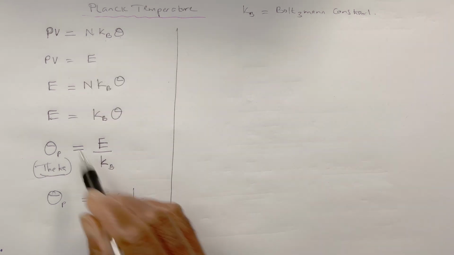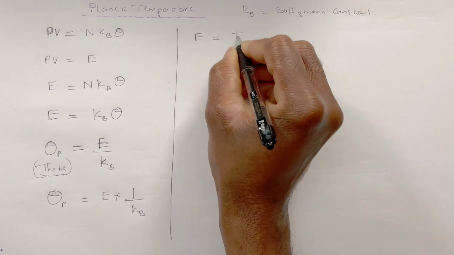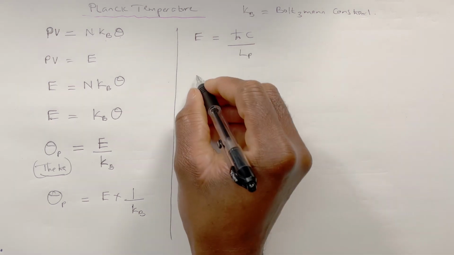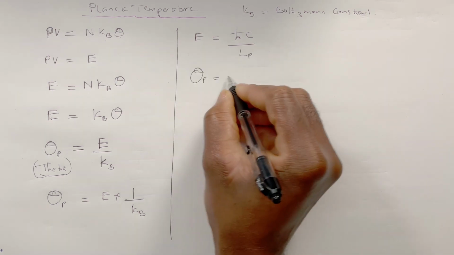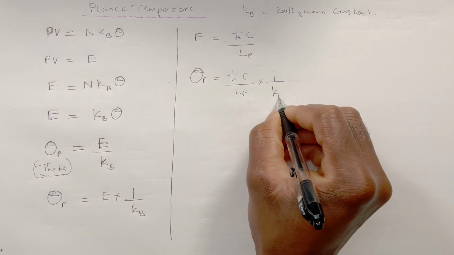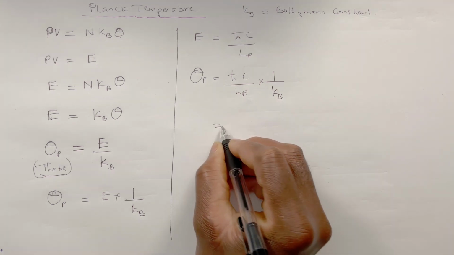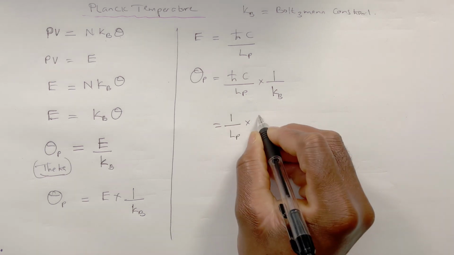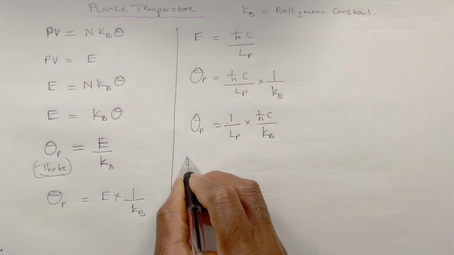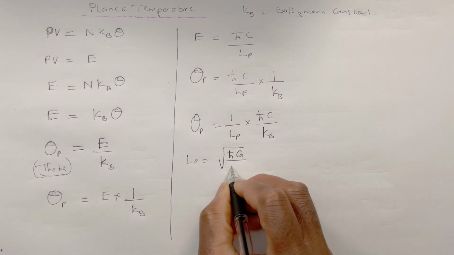But what is E? We found out earlier that E is h bar c over r, but the r is LP, the Planck length. And so we can write the Planck temperature as h bar c over LP times 1 over Boltzmann constant. But I need to replace the LP here. So I could say 1 over LP times h bar c over Boltzmann constant. I know what LP is. LP, we just written that down, is root of h bar G over c cube.